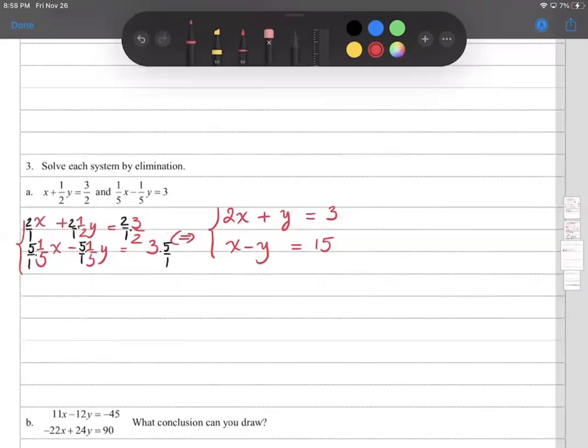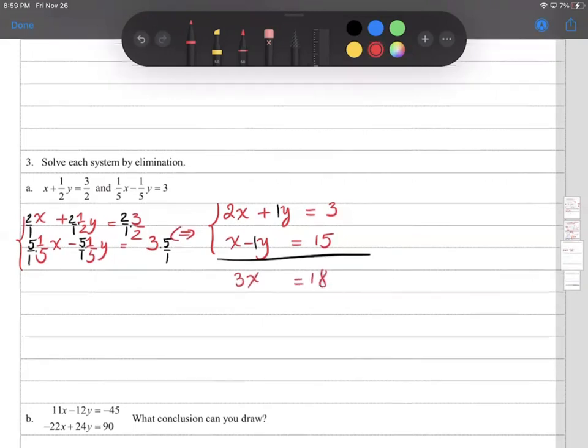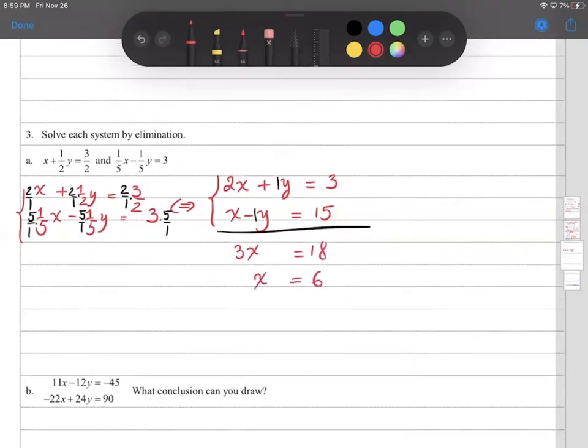And now I'm going to choose y to eliminate because it's already opposite. I have positive 1y on the top and negative 1y on the bottom. So now all I have to do is add them up, term by term. 2x plus 1x is 3x. 3 plus 15 is 18. Divide both sides by 3, x equals 6. And you can plug 6 back into one of the original problems, or even here or here. They are all equivalent.